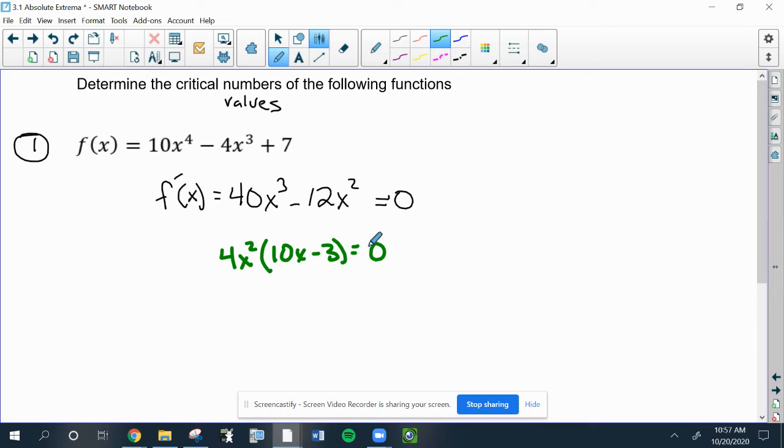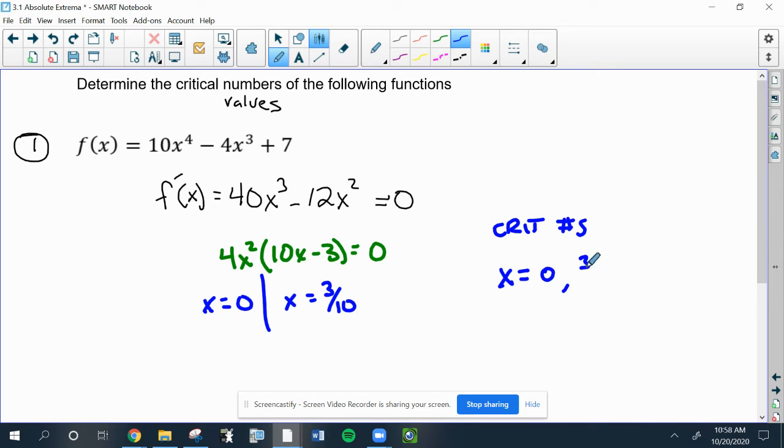So now we find out where each factor equals 0. 4x squared equals 0 when x is 0, and the other would be x equals 3/10. So since those are the two values where the derivative equals 0, they are critical numbers, and critical numbers are always x values, and that's it. So let's go on to the next one.